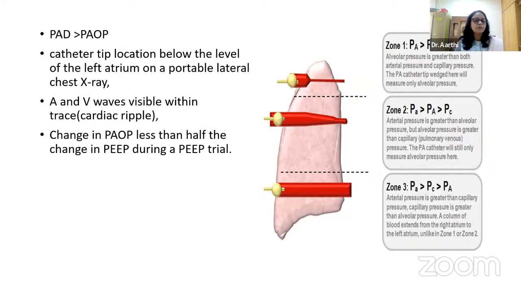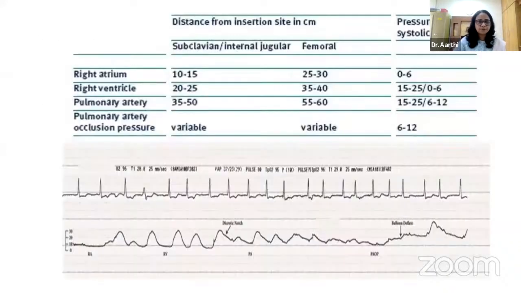And the changes in the pulmonary artery occlusion pressure are less than half the changes in the PEEP during a PEEP trial. So these parameters tell us that the pulmonary artery catheter is ideally positioned. So this is a normal pressure tracing as we move from the right atrium to the pulmonary artery wedge pressures.